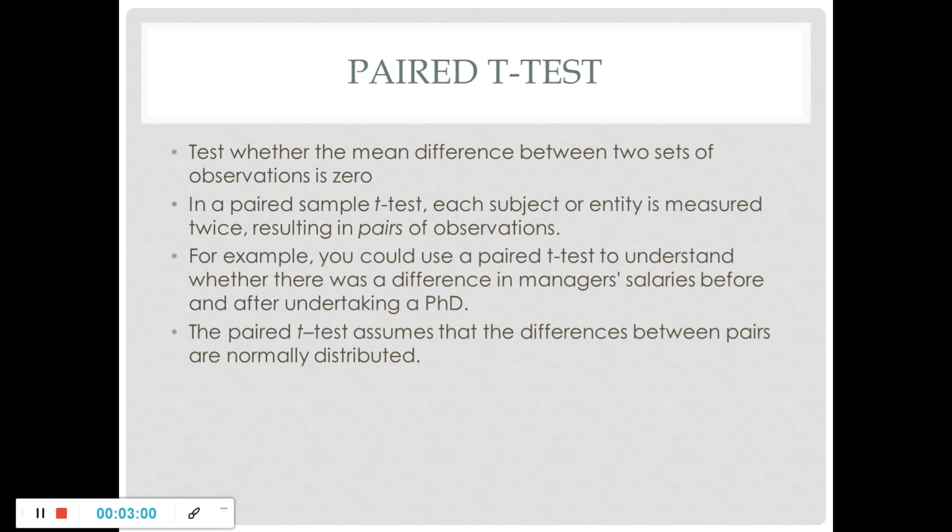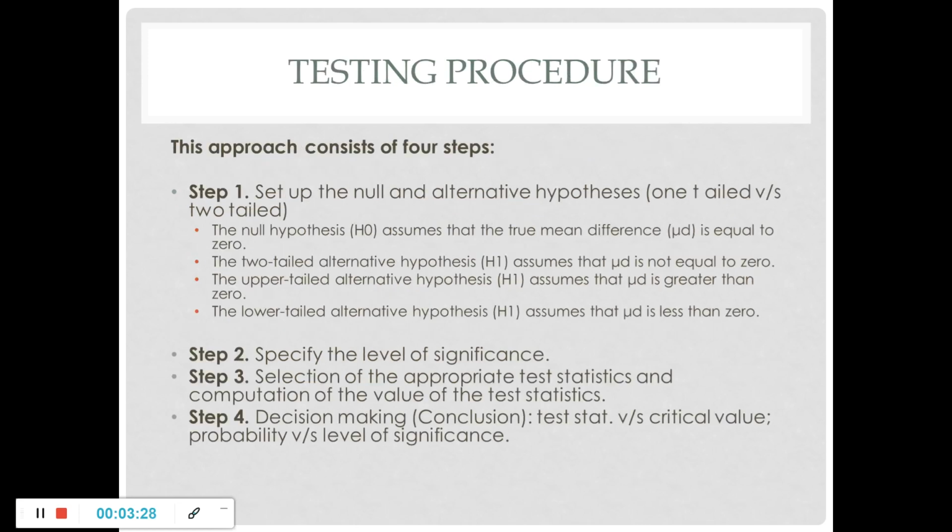And there is one major assumption here, which says that the paired t-test assumes that the differences between pairs are normally distributed. So the differences between pairs are normally distributed. So that is one major assumption, and if your data satisfies this assumption, you can go by the paired t-test analysis. So the testing procedure is similar to a typical hypothesis testing.